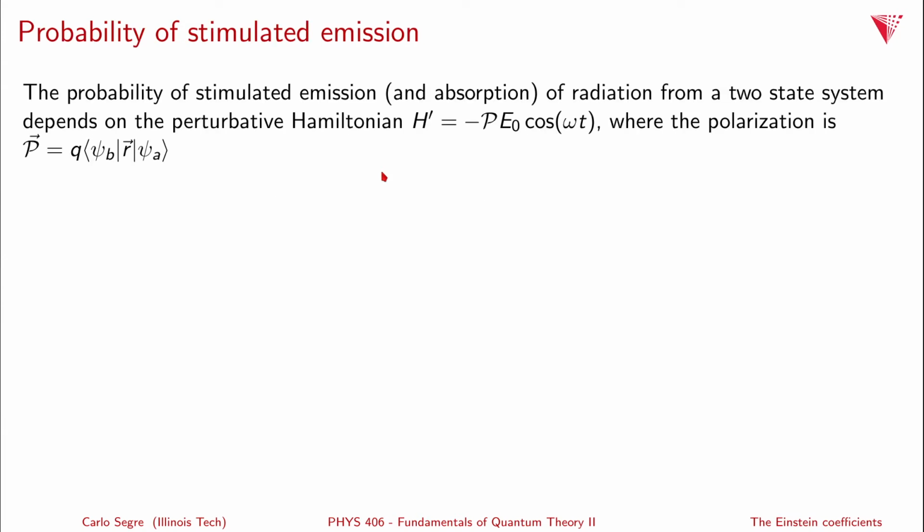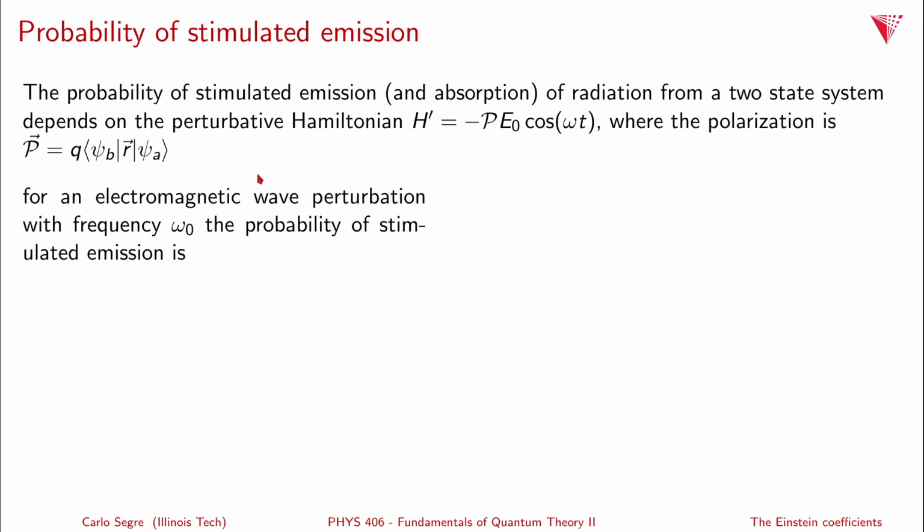So the probability of stimulated emission, and of course of absorption of radiation, in a two-state system depends on the perturbative Hamiltonian, which is H prime equal to minus the polarization P times E sub 0, the magnitude of the electric field, times cosine of omega t, where the polarization vector is equal to Q times the inner product of psi b, r vector, psi a.